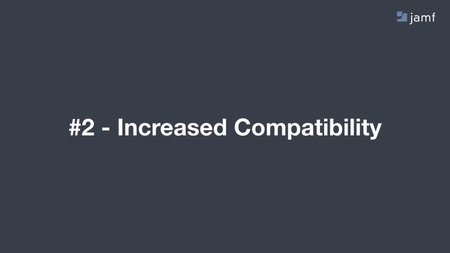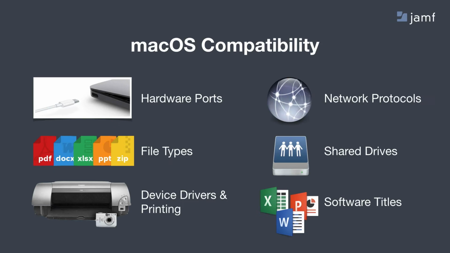Next, we see increased compatibility. The Mac is able to connect to a standard network. It can work with standard file types. It can connect to a number of standard shared drives. Your printers and your peripherals all just work. And software, of course, is now compatible across Windows and Mac too. You've got Word, PowerPoint, Excel, and Outlook all totally compatible on the Mac.